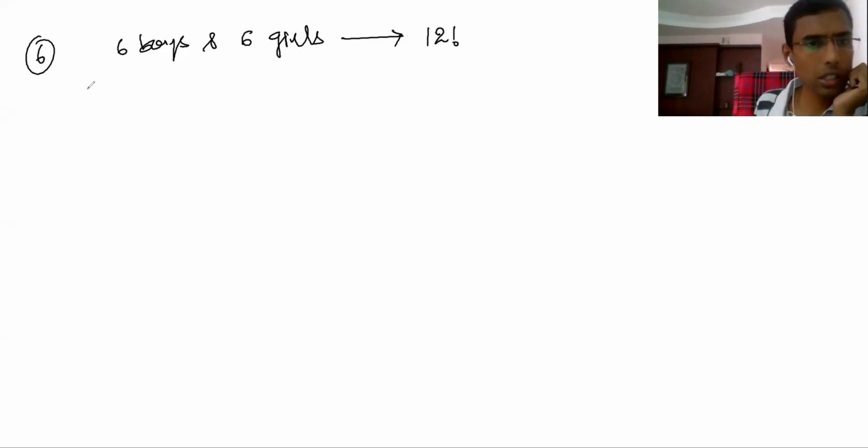But your question is, how many of these 12 factorial ways have all 6 boys together? Number of permutations in which 6 boys are together.